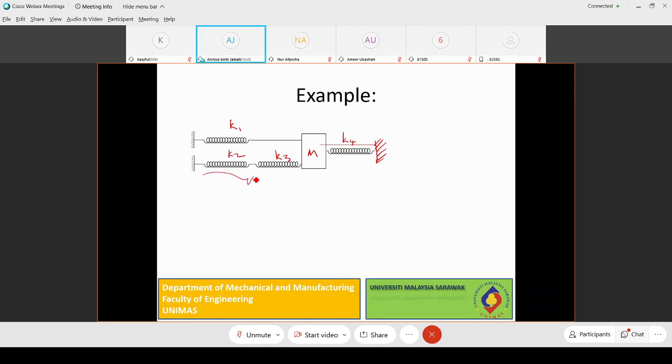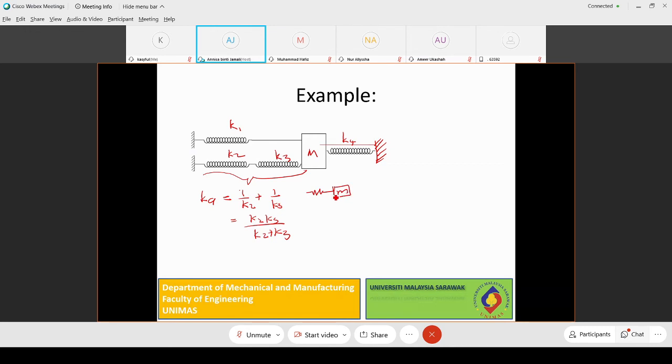These two are in series. So we know that, let's say we put here Ka equal to 1 over K2 plus 1 over K3, so equal to K2 K3 over K2 plus K3. So now we have Ka here. If we simplify this, Ka and K1 here would be in parallel, right? So we have simplified the system into this.